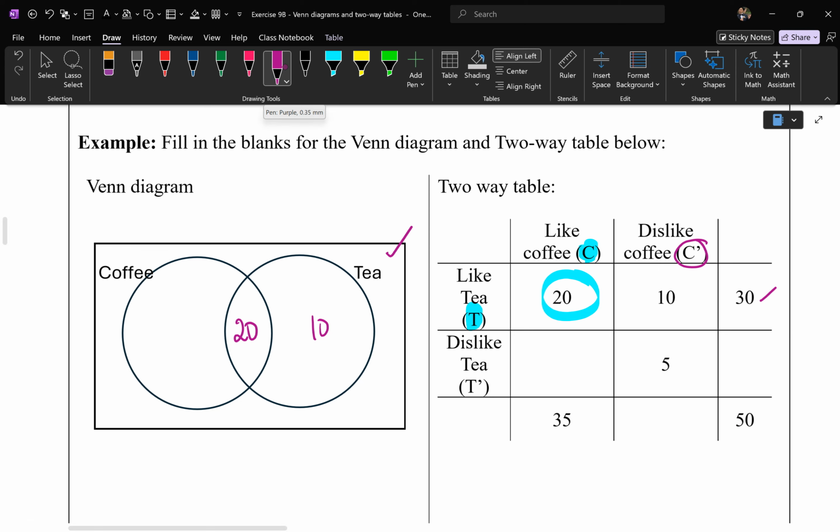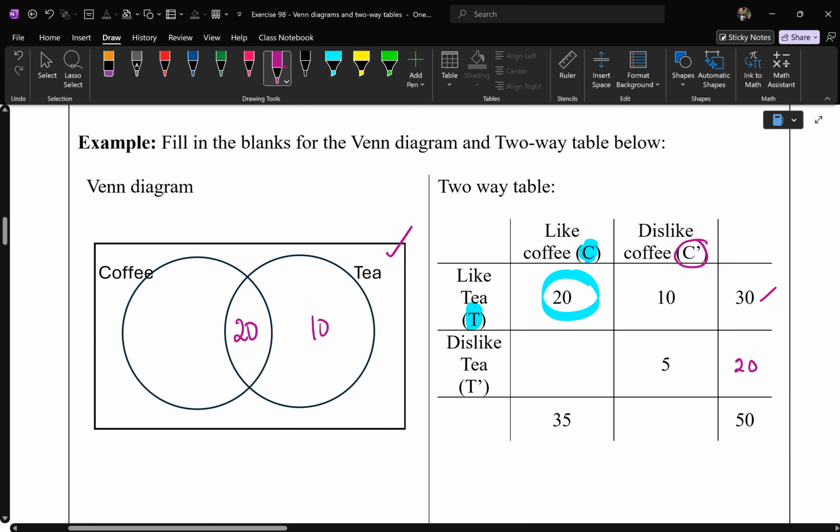then how many people don't like tea? If you got 30 that like tea, well, then there must be 20 that don't like tea. Get me? So I just did 50, take away 30, gives me the 20. And then similarly over here, well, then this must be 15 people who don't like coffee.